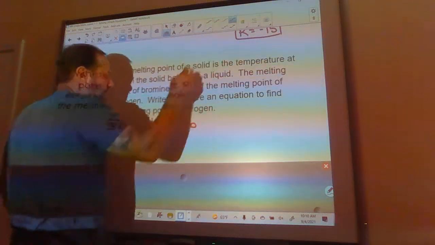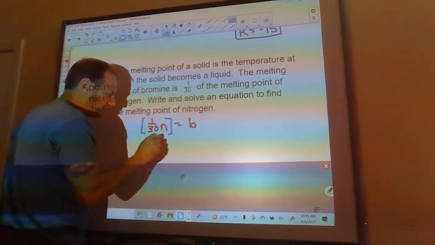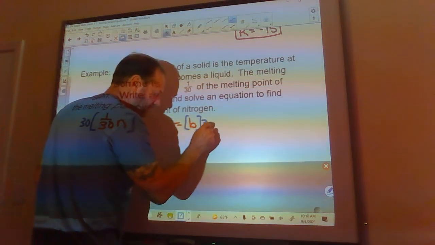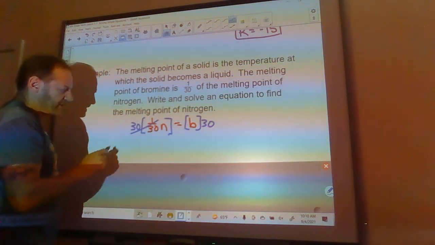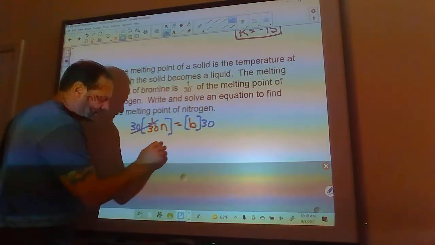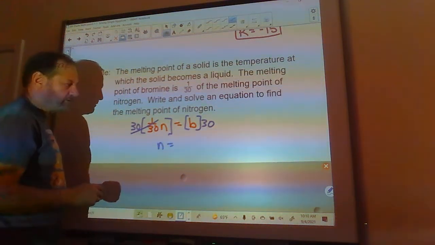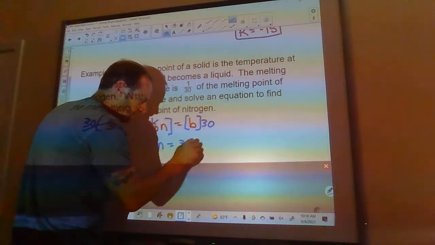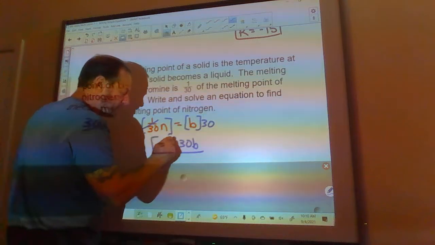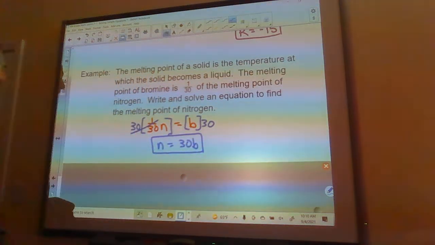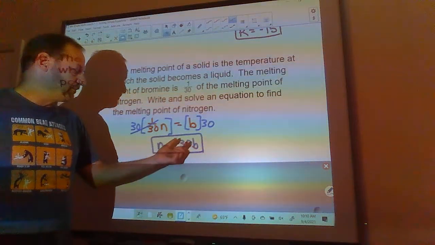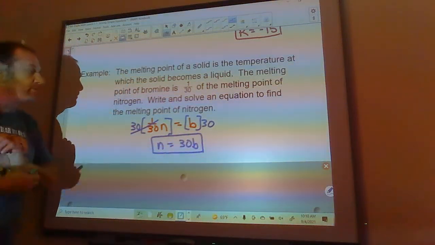So I'm going to multiply both sides of this equation by 30. The 30 cancels the 1/30th out. So then I get N equals 30 times B, and that's as far as I can go. If I knew what the melting point of bromine was, I could put it in here, and then I could multiply that by 30, and it would tell me the melting point of nitrogen.